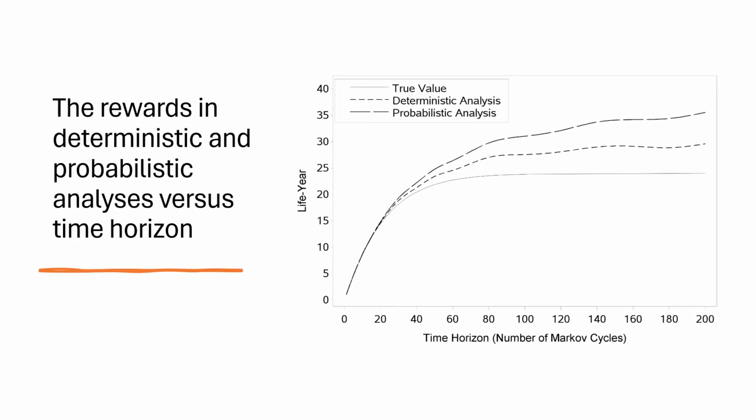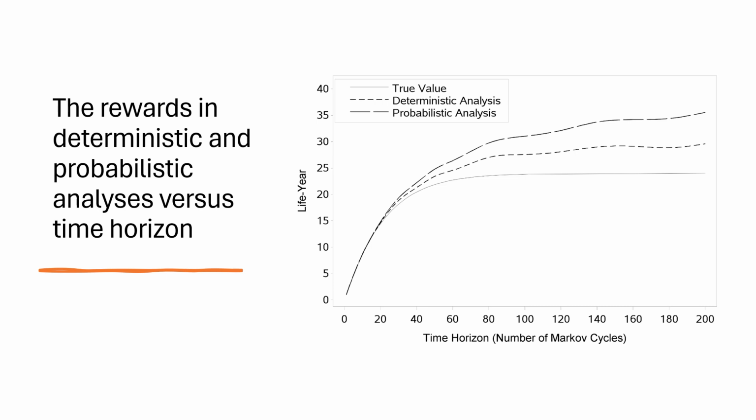This figure shows the reward for different time horizons, the number of Markov cycles. In brief, the bias, which is the difference in reward between the deterministic or probabilistic analysis and the true value, dramatically increases as the time horizon increases. Note that the increase is not proportional.